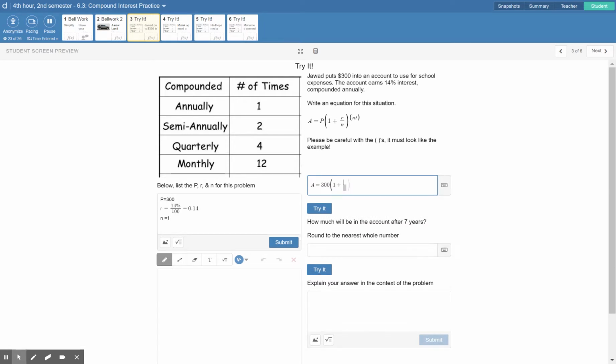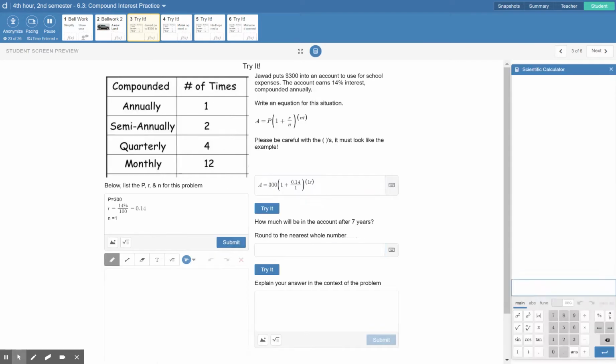Make sure that you use the fraction. It's easier that way. Also, when you use parentheses, it's easier to group the exponent together. So the n has to go in the denominator of the rate, and it also has to go into the exponent. And then we just use the calculator. I suggest copying and pasting. We want to replace the t with 7. That's what our question is asking. Make sure you put the multiplication symbol. So in 7 years, Jawad is going to have $751.